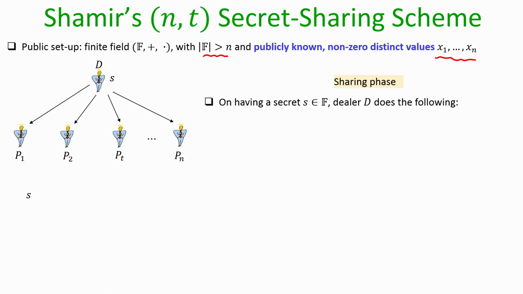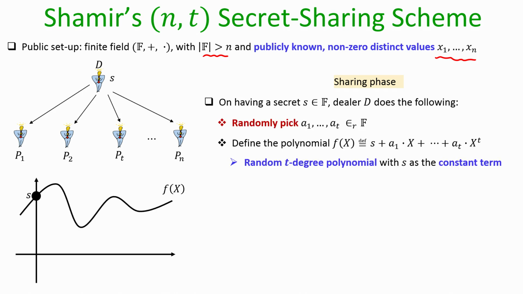The sharing algorithm of Shamir's secret sharing is as follows. If the dealer has a secret value little s which it wants to share, then it picks a random polynomial over the field by choosing t random elements as the coefficients from the field, such that the constant term of the polynomial, which I call f of x, is the secret s which the dealer wants to share.